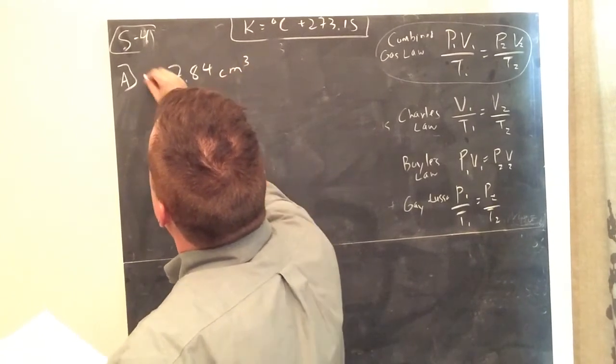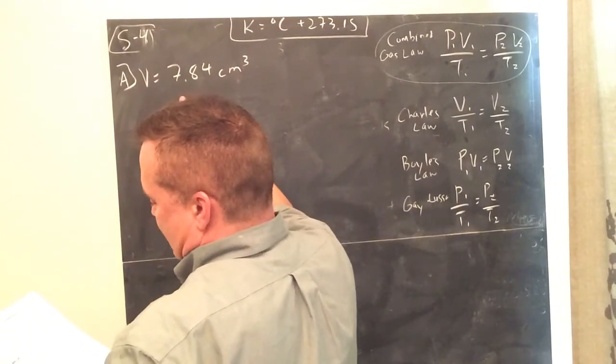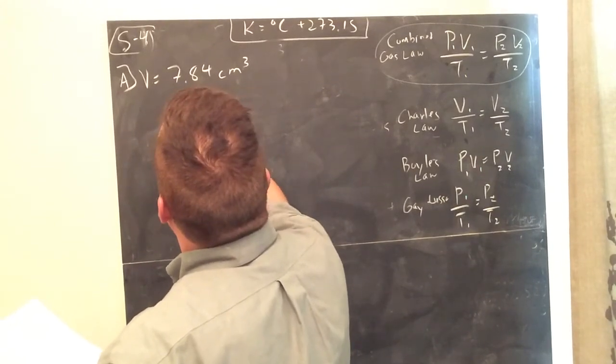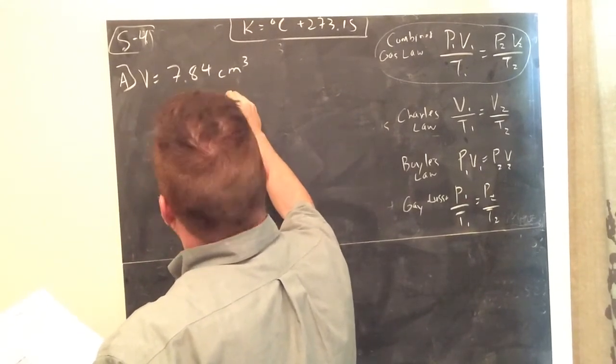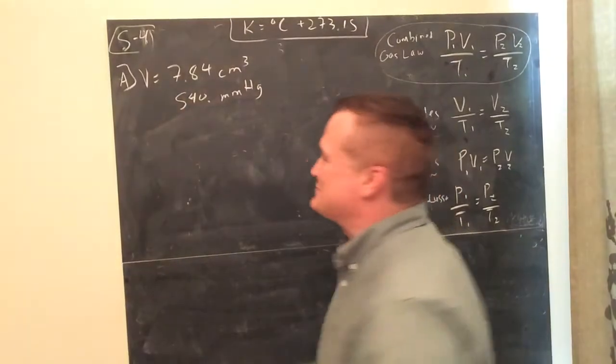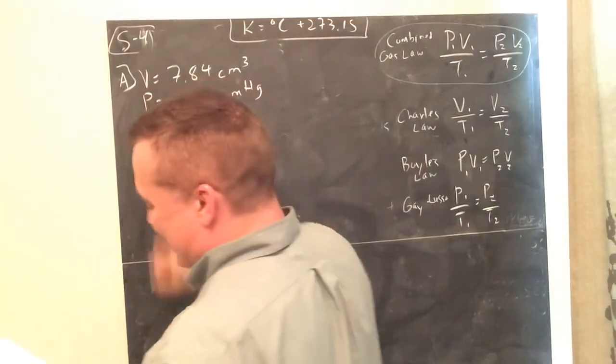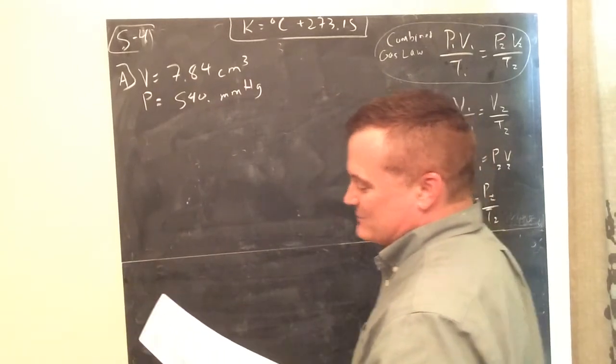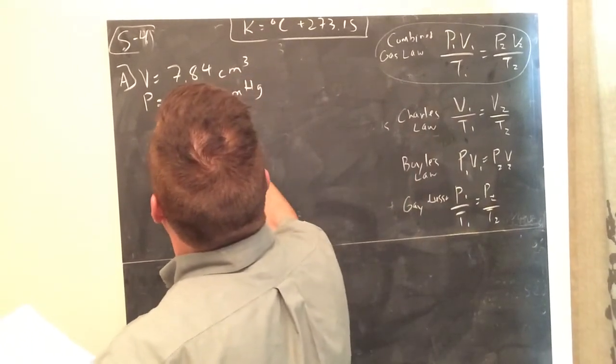What is that? It's a volume. At a pressure of 540 mmHg. Do you know what that measures? Well, pressure. It says pressure there as well. They're not always going to say that. And a temperature of 25 degrees Celsius.